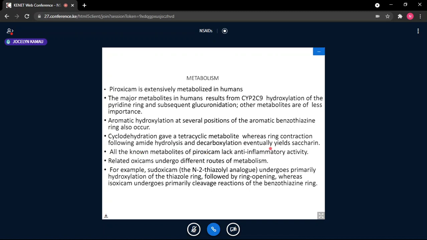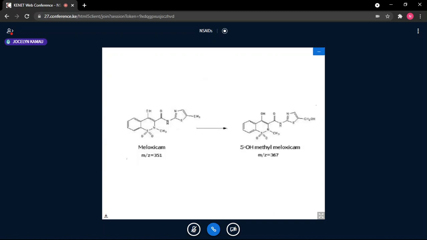Dehydration gave a tetracyclic metabolite, which, like the saccharin or the known metabolites of piroxicam, lacks anti-inflammatory activity. Related oxicams undergo different routes of metabolism depending on their structure. For example, pseudoxicam, the N2-thiazole analog, undergoes primary hydroxylation of the thiazole ring, just like meloxicam, followed by ring opening, whereas isoxicam undergoes primary cleavage reactions of the benzothiazine ring. So the metabolism is structure dependent. I only stressed the two which are more popular.